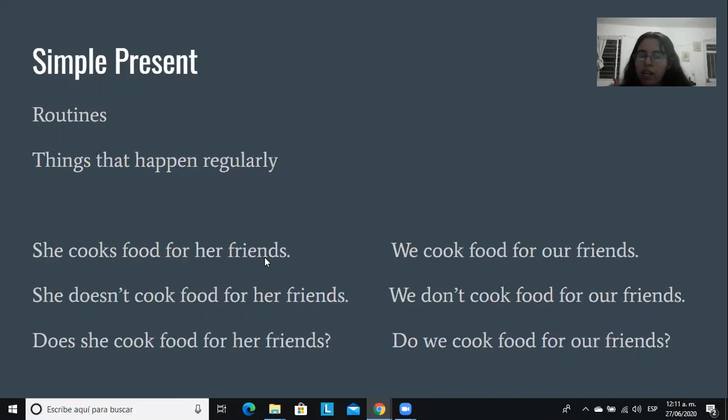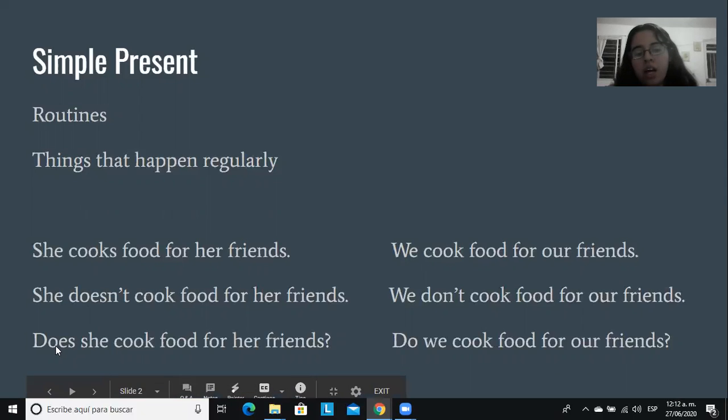Now in negative, that same sentence would be she doesn't cook food for her friends. Here, in negative, we add the auxiliary and the not. So it'd be she does not, or the contraction doesn't. She doesn't cook food for her friends. Remember that we don't put an S on the verb after doesn't, because the S is already there in does, so we don't need another S. So we just say she doesn't cook food for her friends.